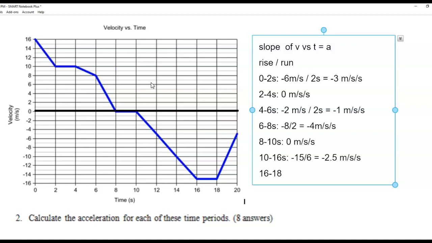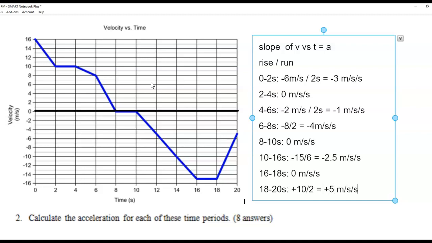So 16 to 18 seconds. So you want to make sure you have those positives and negatives. That's important. 16 to 18 is another 0 because it's horizontal. And then finally 18 to 20 seconds. It goes from negative 15 up to negative 5. So it's a gain of 10. And we're dividing that by 2. So that's going to be a positive 5 meters per second. So those are all the accelerations for all the different time intervals that we just calculated.